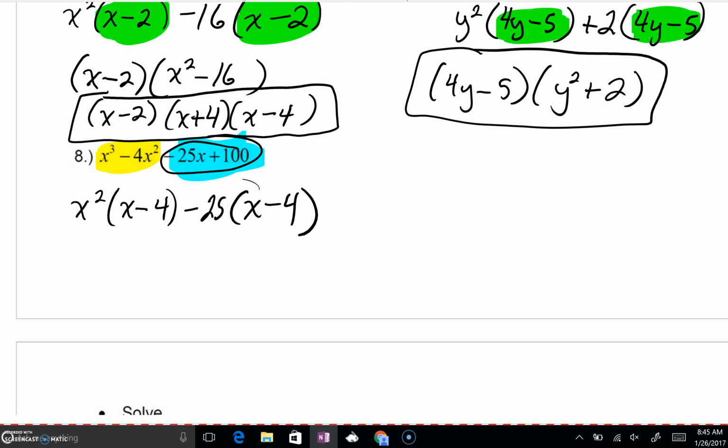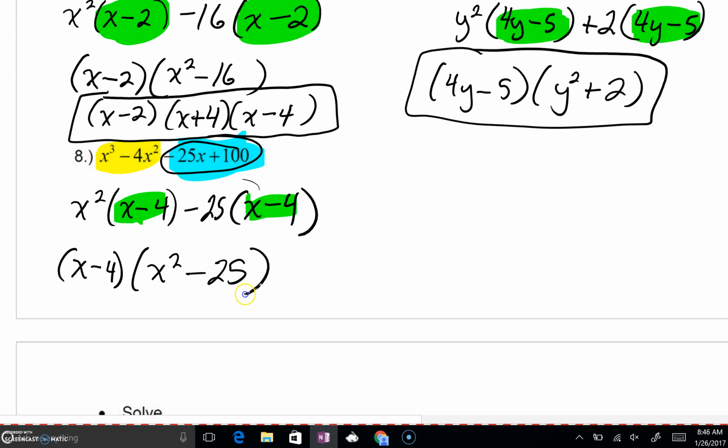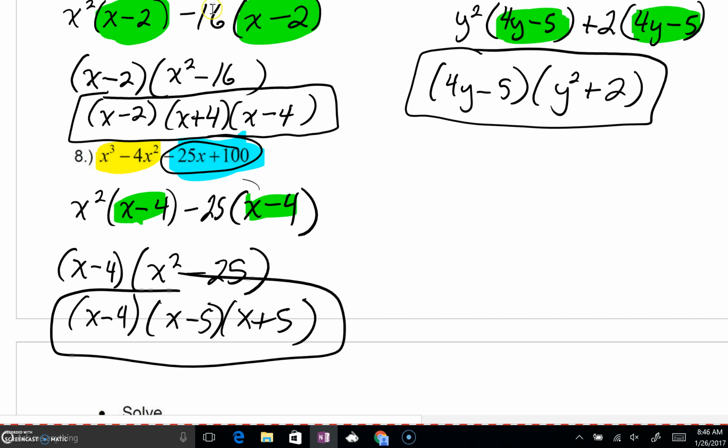But here we go again. Really good news. You can see the same parentheses. Let's pull that out in front. What's left? X squared minus 25. And then what? What's the x squared minus 25 going to break down to? X minus 5 and x plus 5. And guys, we are done.